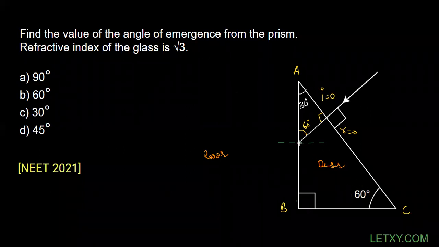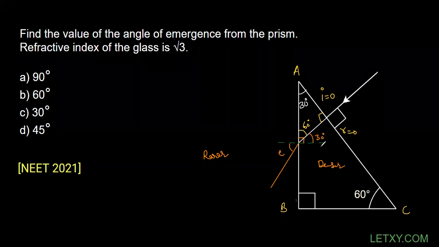So let me complete the ray like this, right? So let me properly draw it. Right. So this is the angle that you have to find out, because this is the angle of emergence, correct? Now, one thing is very clear, that this angle of emergence must be greater than this angle. So what is this angle? You know, this total is 90 degree. This is 60 degree. So this must be 30 degree.